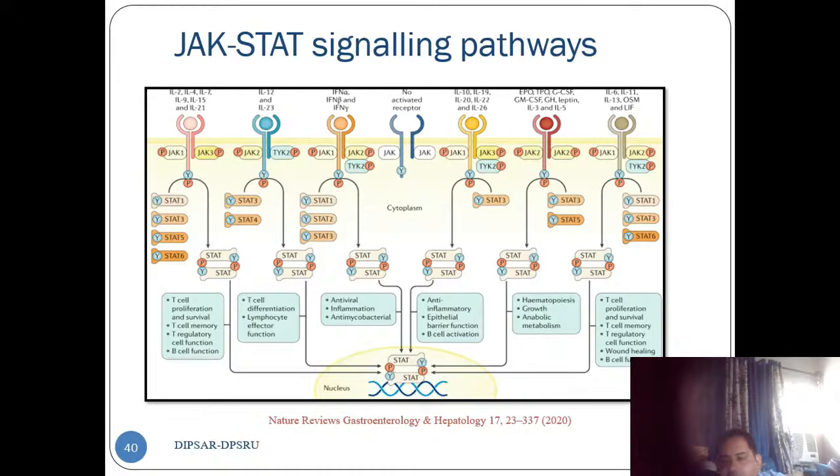When ligand binds to the ligand binding domain, it converts into the dimer form, then it activates the kinases, which phosphorylate the tyrosine residues and create the active site for the STAT. When STAT attaches to that, it acts on the nucleus and does the transcription and translation process. Got it? I hope I am audible.